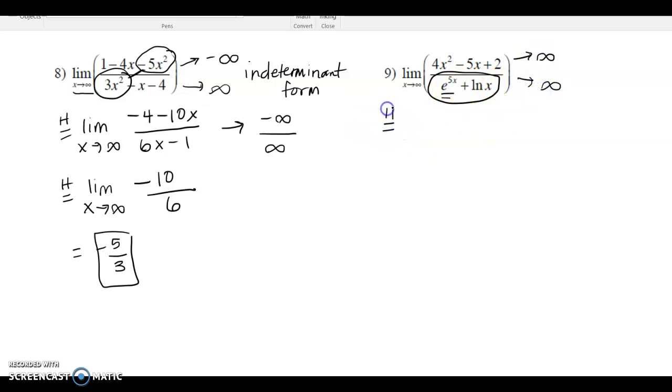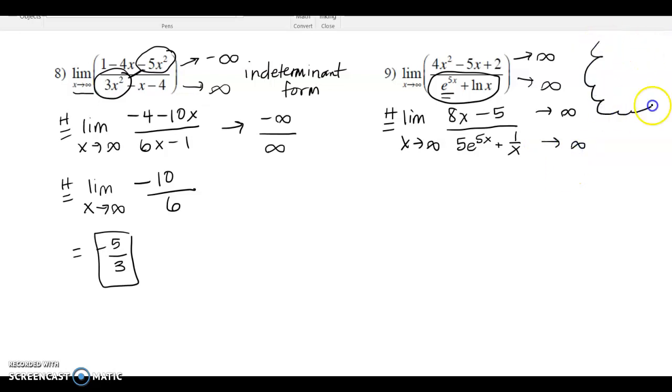So I'm going to take the derivative. Derivative of my numerator is 8x minus 5. The derivative of my denominator is 5e to the 5x plus 1 over x. And now I'm going to evaluate that as x approaches infinity. So 8 times infinity minus 5, still going to approach infinity. 5e to the 5x plus 1 over x, that's going to approach infinity.